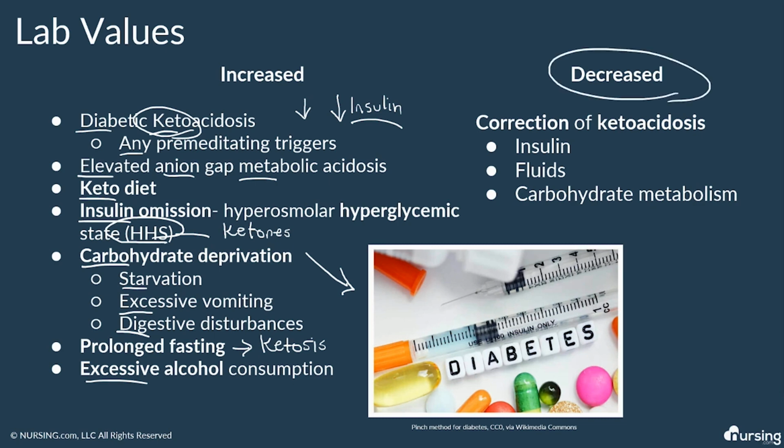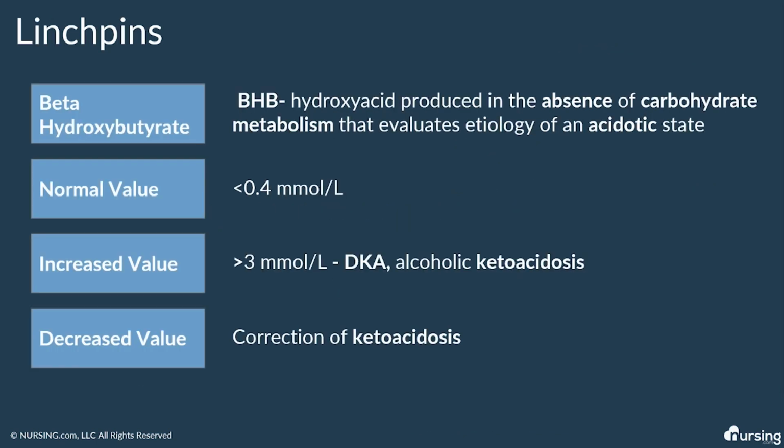This value will be decreased in the correction of ketoacidosis. And these are the three really important pieces of correcting ketoacidosis. Of course, they're going to need insulin so that glucose can be driven into the cells. Fluids are super important in the treatment, right? Because that's going to help make the blood far less viscous and move things along. And then also when carbohydrates are introduced and metabolized, we're going to have a lack of ketone production.